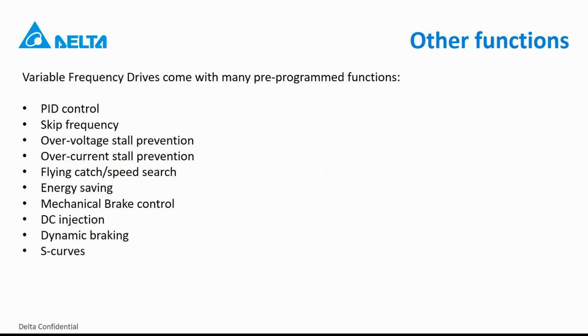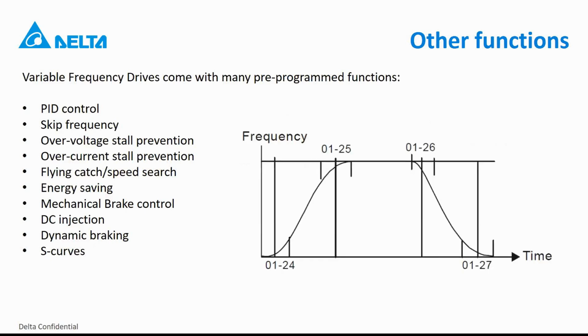Also common with this sort of vertical applications, and especially in elevator applications, are the S-curves. So aside from the normal acceleration and deceleration ramp, you can also set S-ramps, which helps smoothen out the transition from normal speed to accelerating to decelerating and other similar functions.